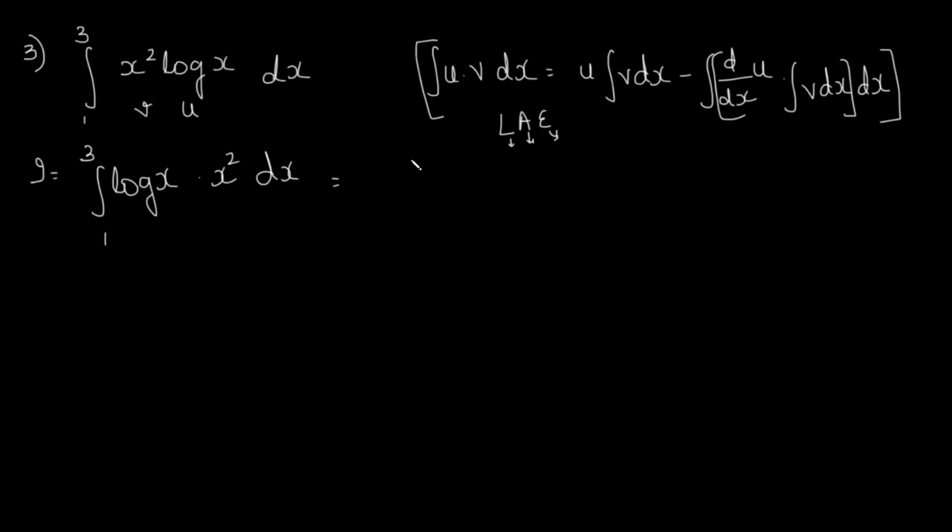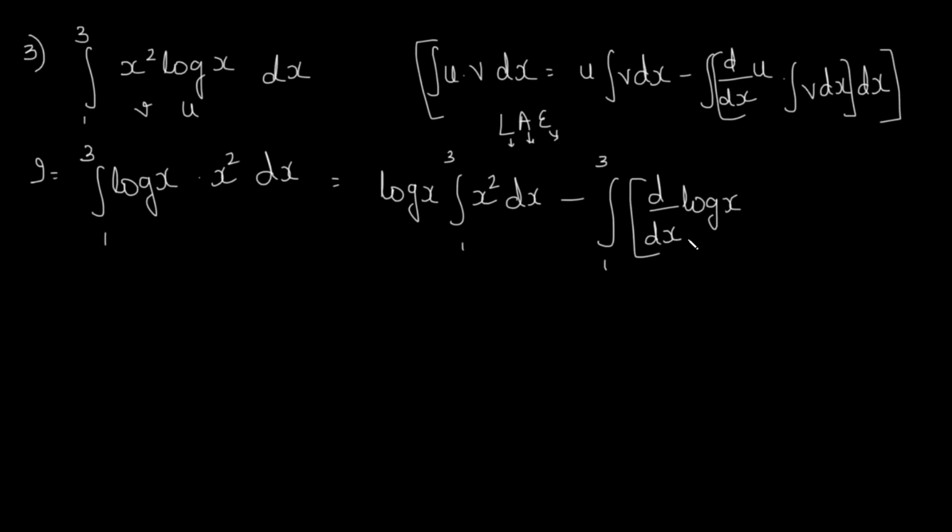Now applying the same formula, we get log x times the integral from 1 to 3 of x square dx, minus the integral from 1 to 3 of d/dx of log x times the integral of x square dx, the whole into dx. So this completes our formula. Now applying that formula, the integral of x square dx becomes x cube upon 3. So we get log x into x cube upon 3 from 1 to 3.